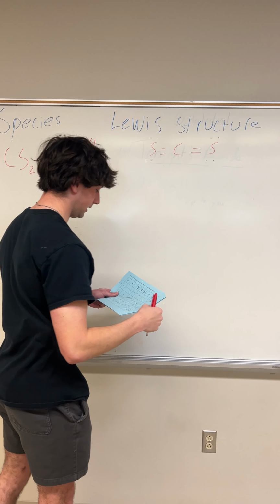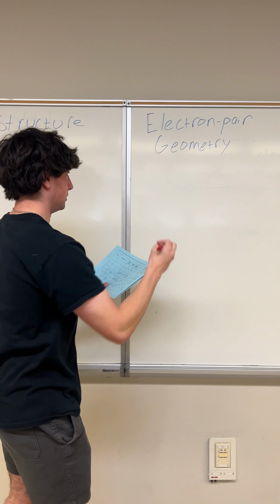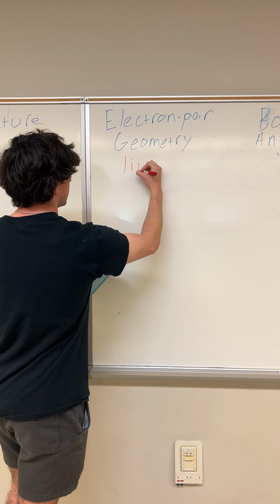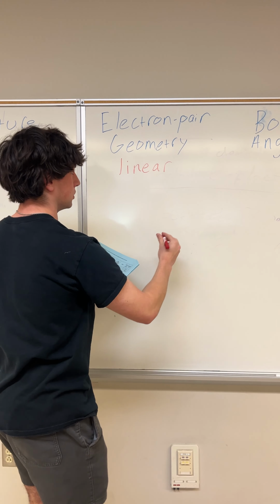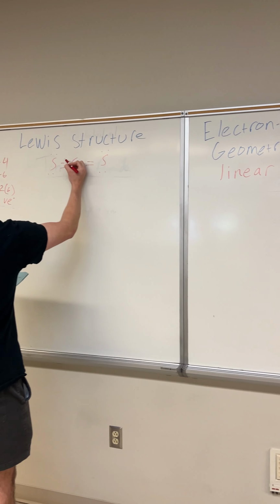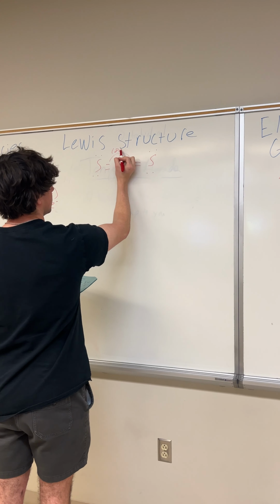So you can see that it's just a straight line and there are no lone pairs. So the electron geometry is just linear. And this leads to a bond angle of just 180, which you can see over here. You can just see it's a 180 bond angle at the top.